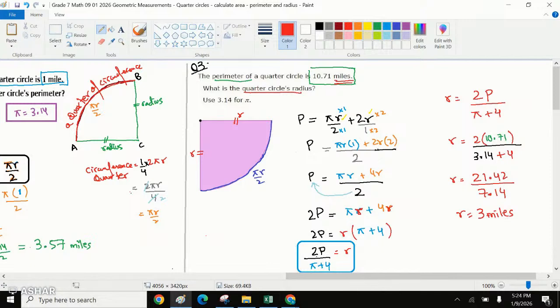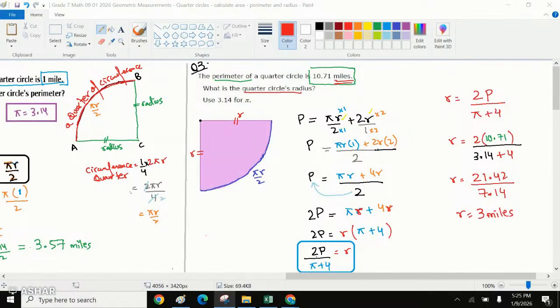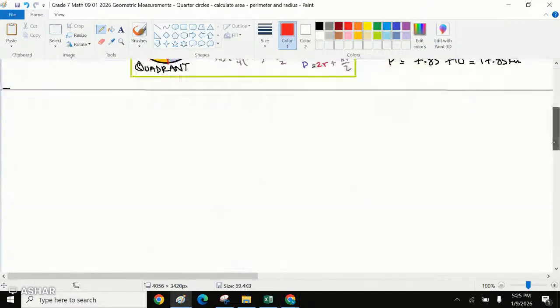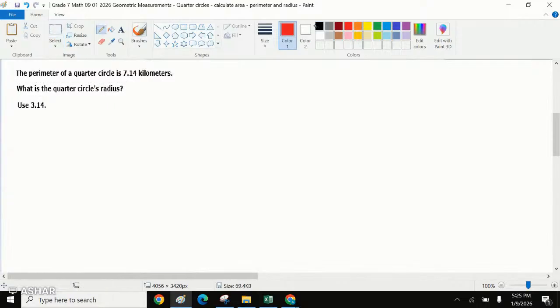So let's look at question number 4. Let's look at more examples. The perimeter is given. Let's do it differently. I will do this question such that, very similar to question number 4. The question says, the perimeter of a quarter circle, a quadrant, is given. What is the radius of the quarter circle? This was our question number 4.